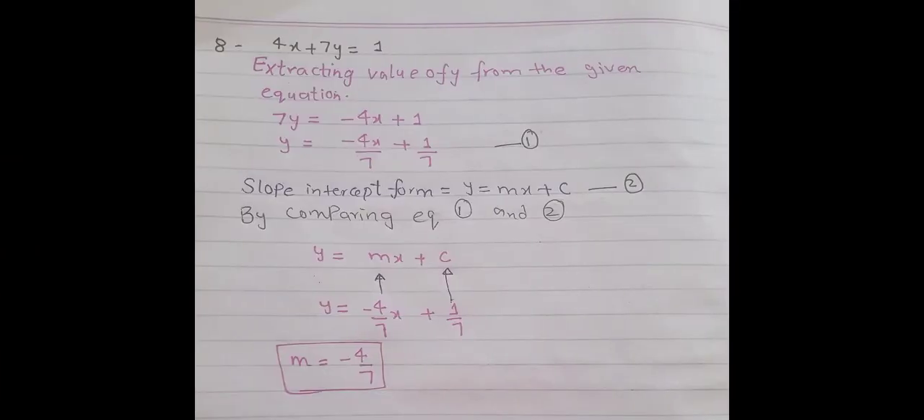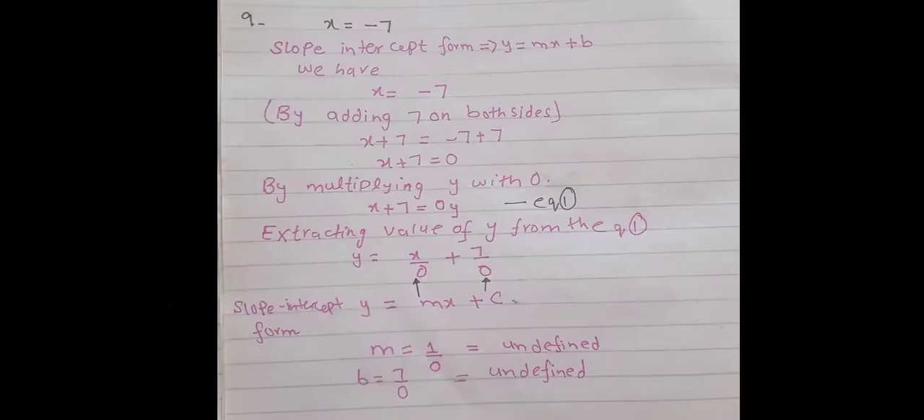And again this is a similar case. We extract the value of y from the given equation, and y is equal to -4x over 7 plus 1 over 7. By comparing it to the slope intercept form equation, we get the value of slope is equal to -4 over 7.